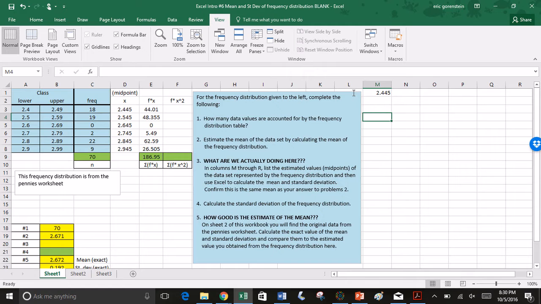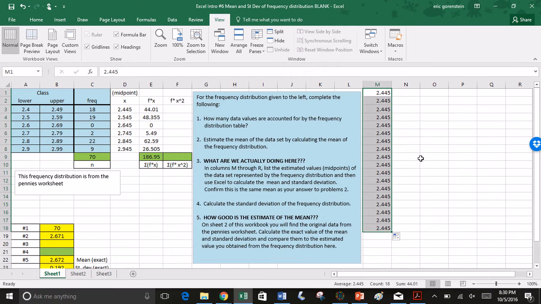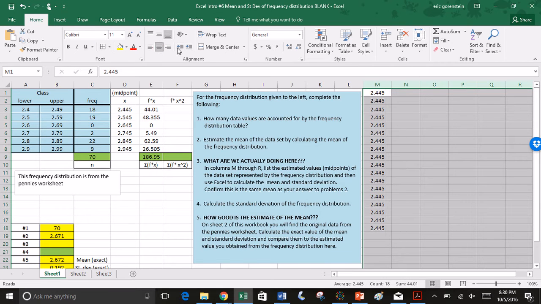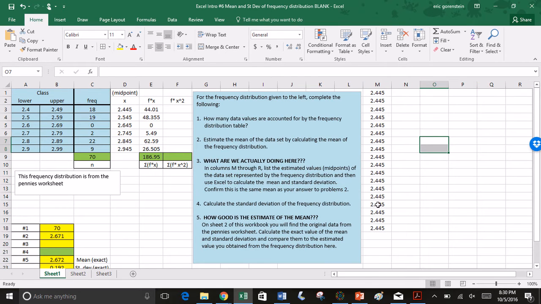And we have 18 copies of that. So I could copy this down 18 times, down to row 18. So there are the first 18 x values.